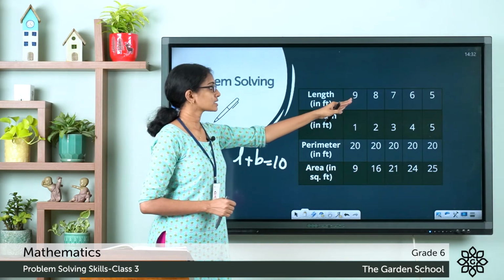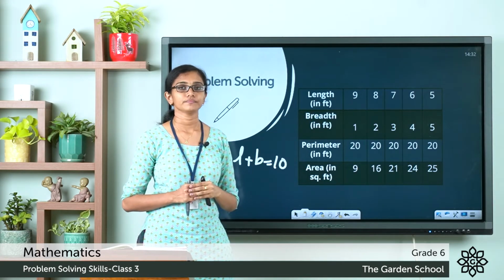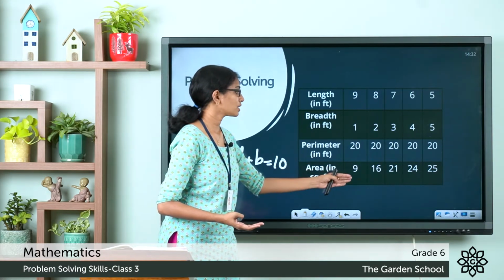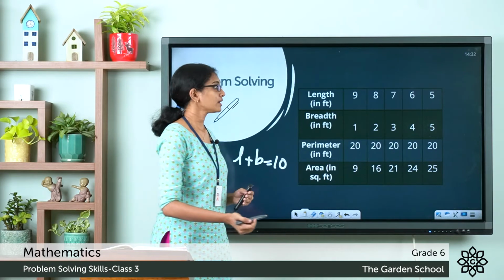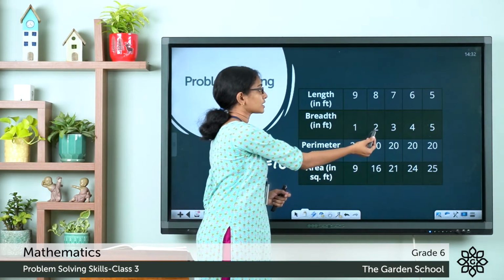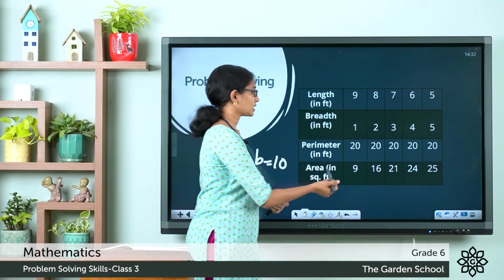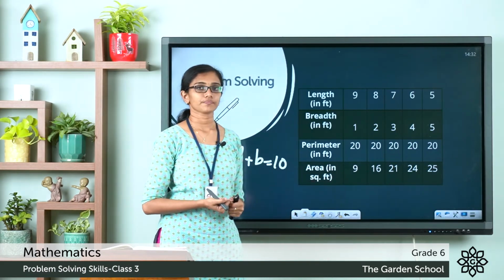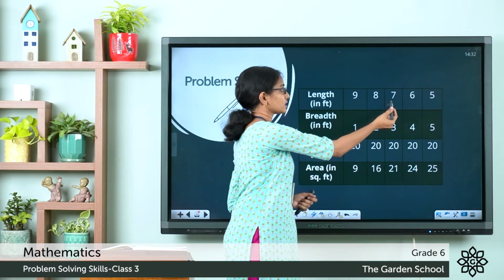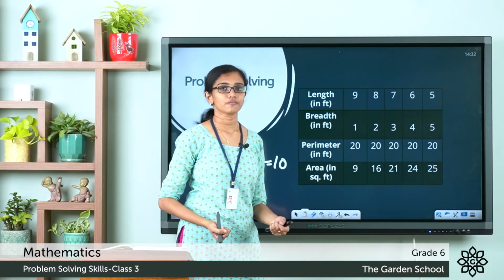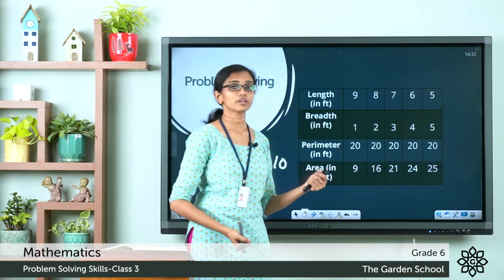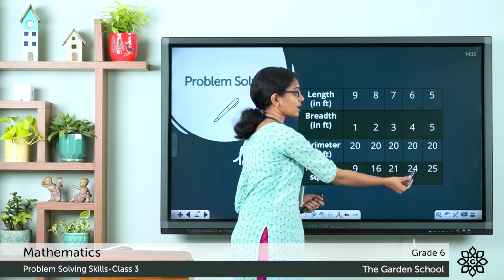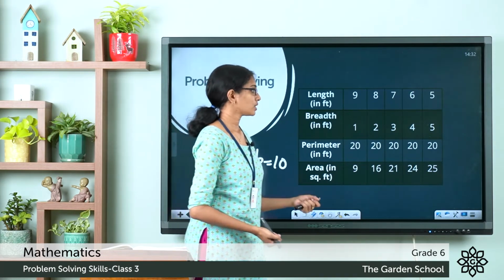When the length is 9 and the breadth is 1, the area, length into breadth, is equal to 9 square feet only. But when the length is 8 feet and breadth is 2 feet, the area increases. The area becomes equal to 16 square feet. Similarly, length 7 feet, breadth 3 feet, area is equal to 21 square feet. Length 6, breadth 4, area 24 square feet.